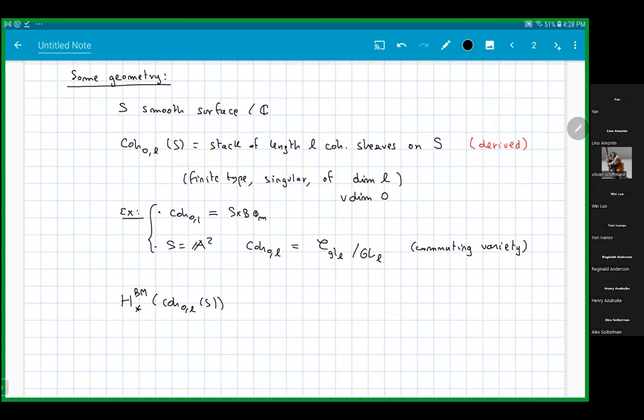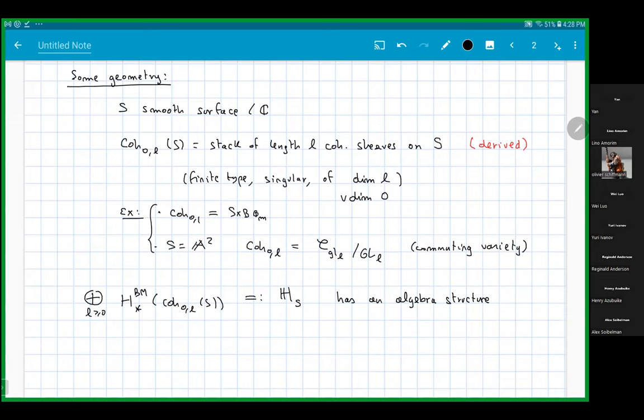Okay, so now on this direct sum for L greater or equal to zero, let me denote this H of S. This has an algebra structure. So I want to say a few words about how this is done.